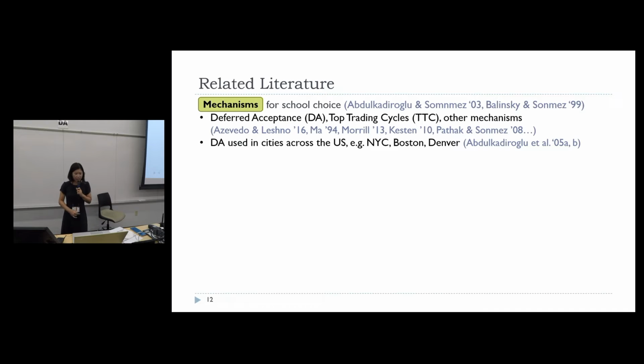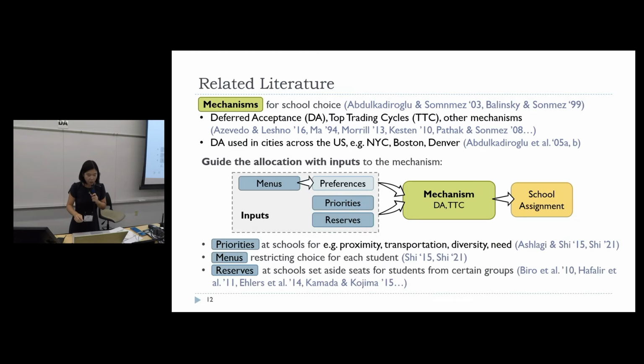A quick slide on related literature. I'm not going to have time today to do justice to a very, very huge literature on school choice, and so what I want you to focus on is just these little colored bubbles that I've put here for you. By and large, the school choice literature defines mechanisms such as deferred acceptance and top trading cycles with desirable economic properties like strategy proofness or stability. And then it uses inputs to these mechanisms in order to guide the allocation.